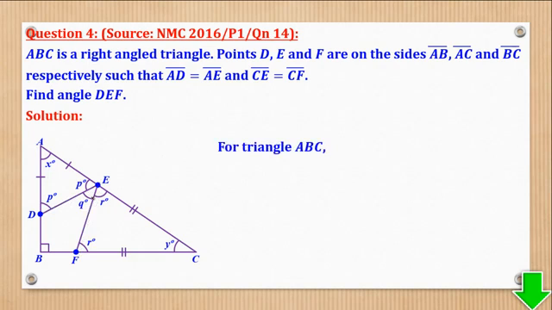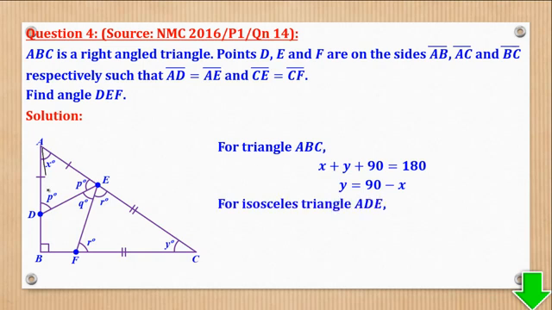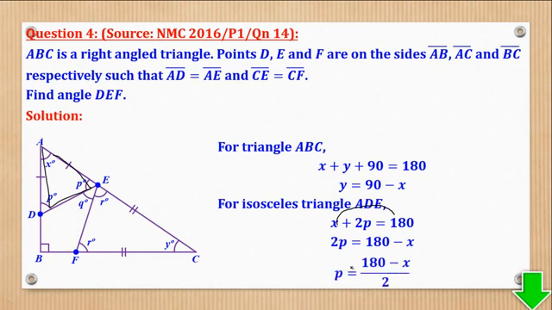Let's start with the big triangle ABC. When you add all the angles, you get 180, meaning that y is equal to 90 minus x. So now we shall go to the isosceles triangle ADE. Interior angle sum is 180. So take this one this side to give you this, and divide both sides by 2 to give you that as the value of p. Remember, our aim is to get z.